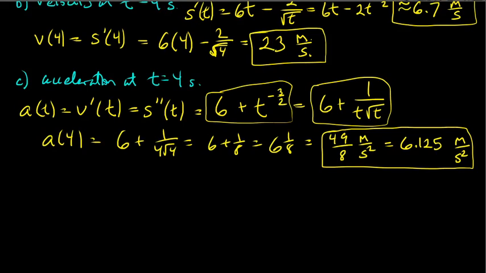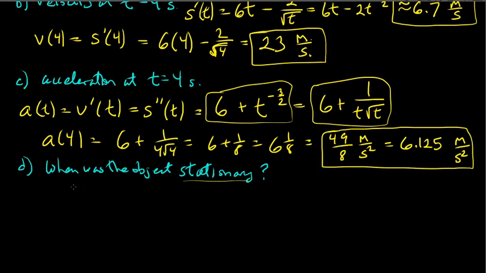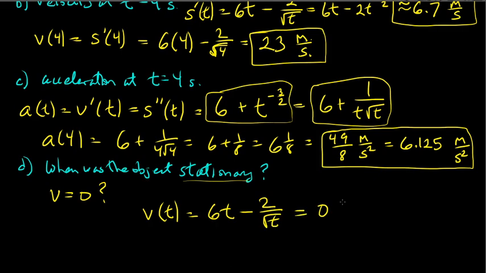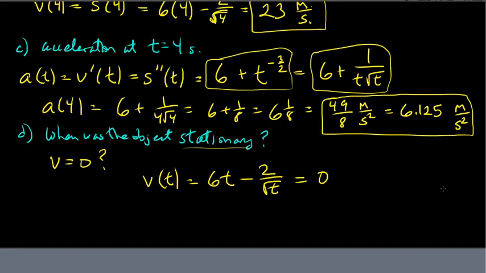Okay. And then part D, when was the object stationary? Stationary meaning not moving, right? Not moving meaning its velocity is 0. So when is the velocity 0? So let's go back to the velocity function, 6 times t minus 2 over square root of t. When was that equal to 0? So solve that for t.